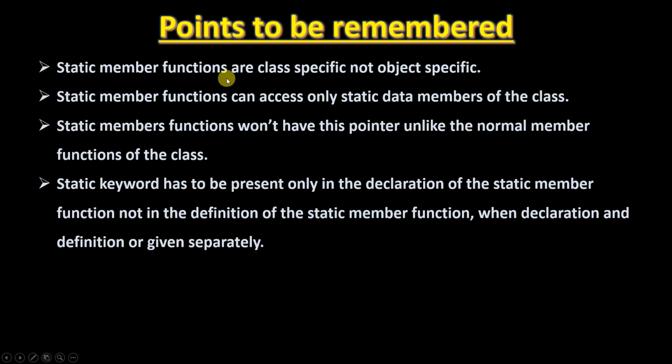Static member functions are class specific, not object specific. Static member functions can access only static data members of the class. You cannot access the non-static data members of the invoking object. Static member functions won't have a this pointer, unlike the normal functions of the class. For normal functions, you can have a this pointer, but for static member functions, there won't be any this pointer. Because of this reason only, you cannot access non-static data members inside a static member function.